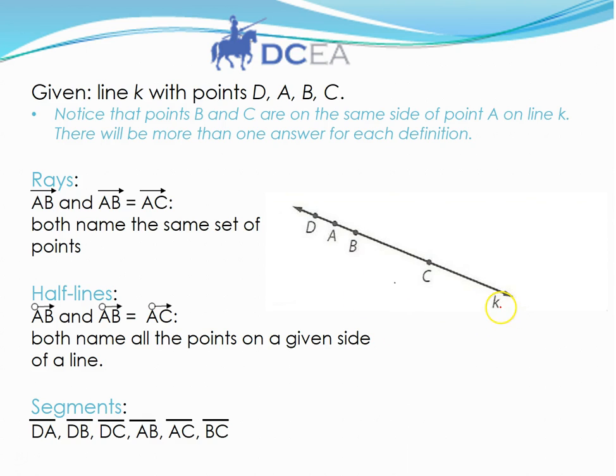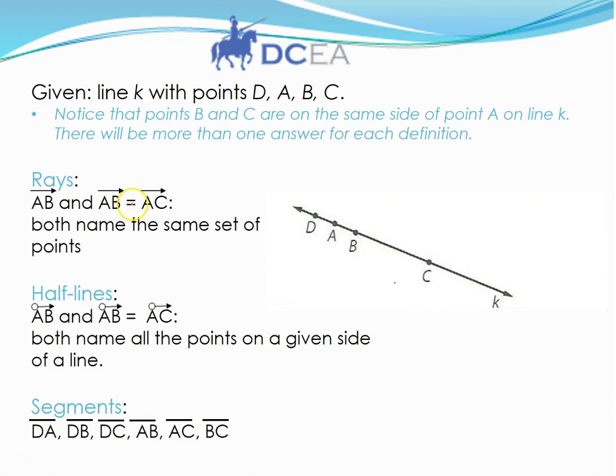Looking at the same line, line K, with points D, A, B, and C on the line, let's look at a ray. We're going to look at ray AB, and ray AB has endpoint A. It travels to the right, and you can see with the arrow that the arrow begins over the endpoint A, and the arrow moves to the right.